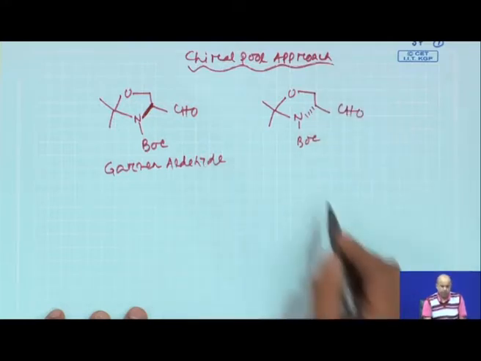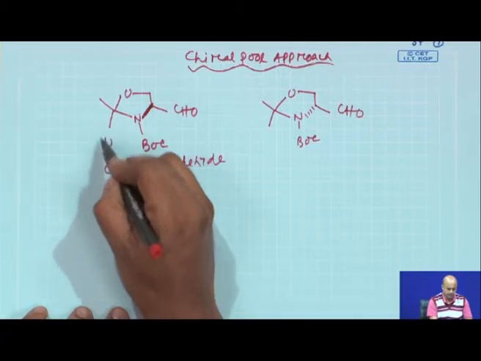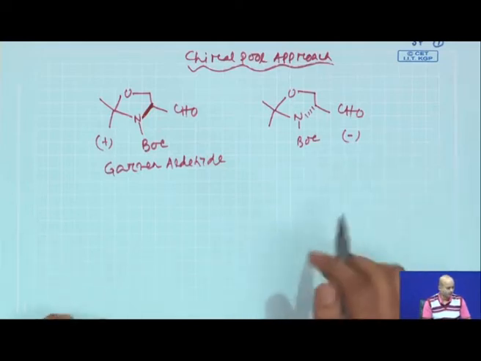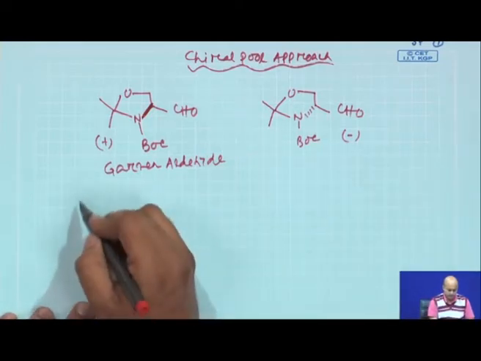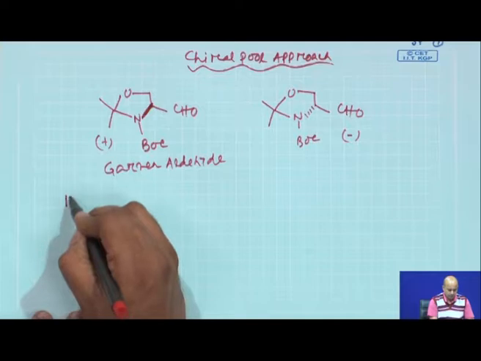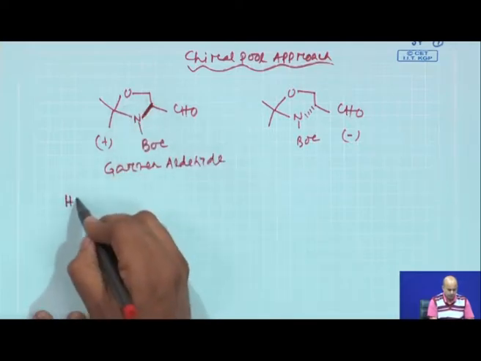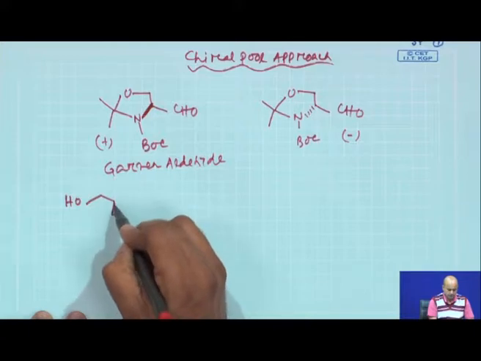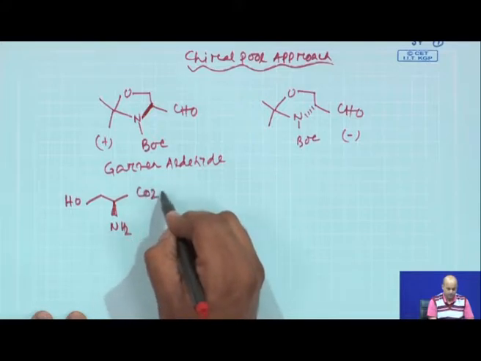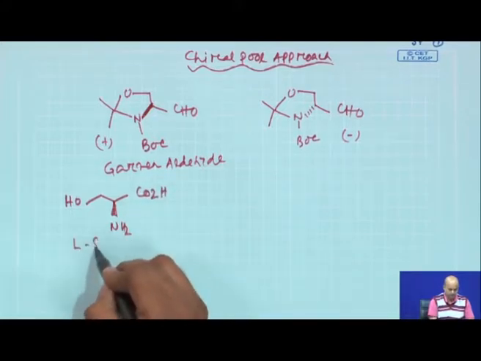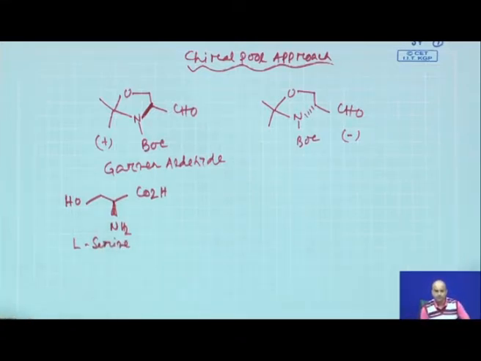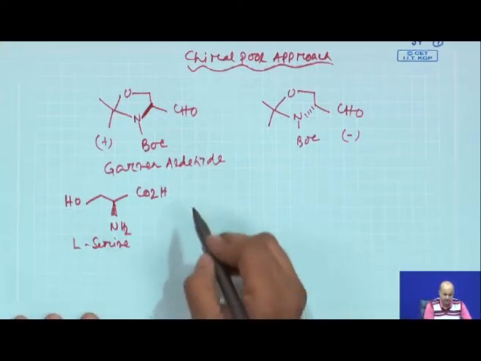Now, I have drawn both the enantiomers of Garner aldehyde. I say this is plus, this is minus. In reality, I do not know what exactly this is, but this is plus and this is minus, just an assumption. And I am saying that this Garner aldehyde can be prepared from an amino acid as a chiral pool. If you try to correlate, probably you can figure it out, this Garner aldehyde can be easily made from a simple amino acid which is nothing but L-serine. Because L-amino acids are plentifully available in nature, these are very cheap, easily commercially available materials.